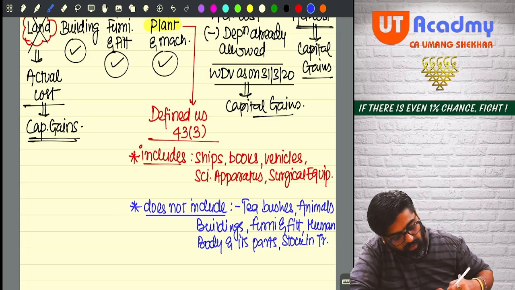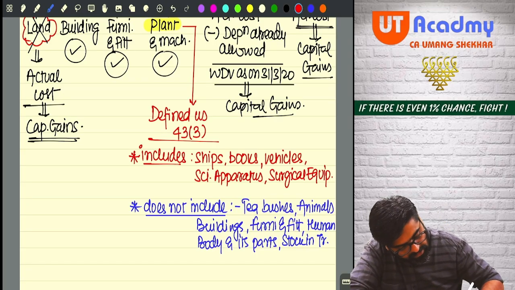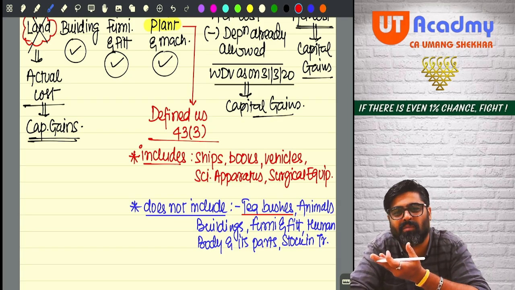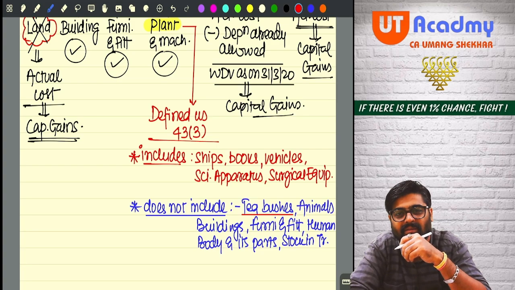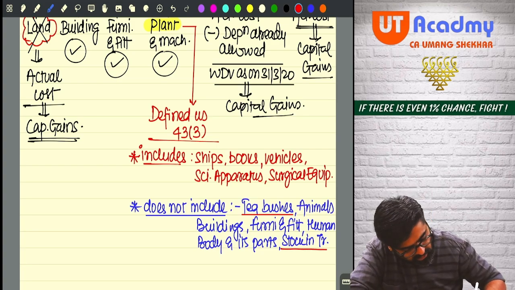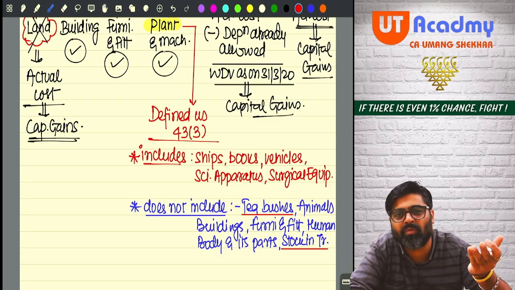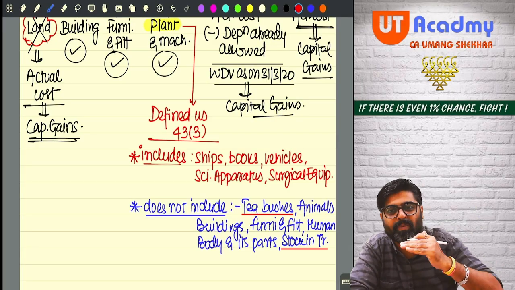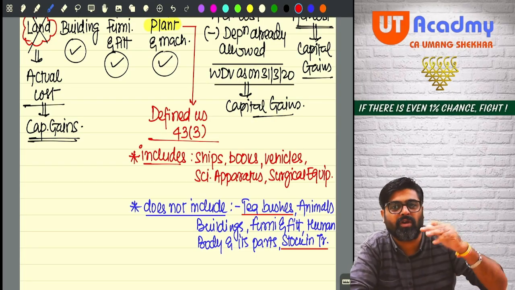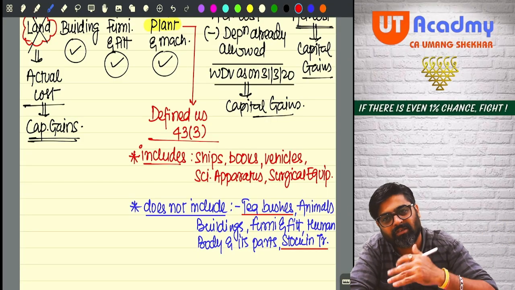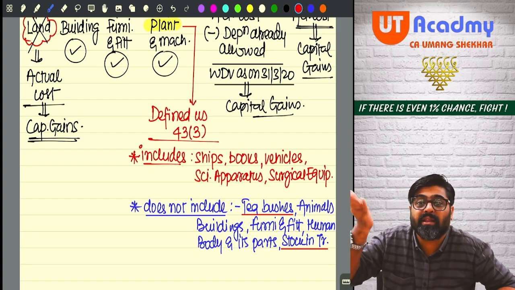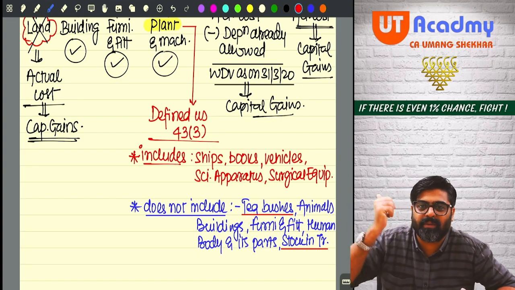Because see, for tea bushes, whatever amount you spend to acquire the tea bushes, that amount is already allowed to you in the form of revenue expenditure. Whatever amount you incur to acquire stock in trade, even that amount will be allowed as a deduction in the form of revenue expenditure. This is the purchase price of the goods which you are selling. So that purchase price is nothing but the value of that stock in trade which we are already allowing in the form of purchase cost. Yes or no? Revenue expenditure.